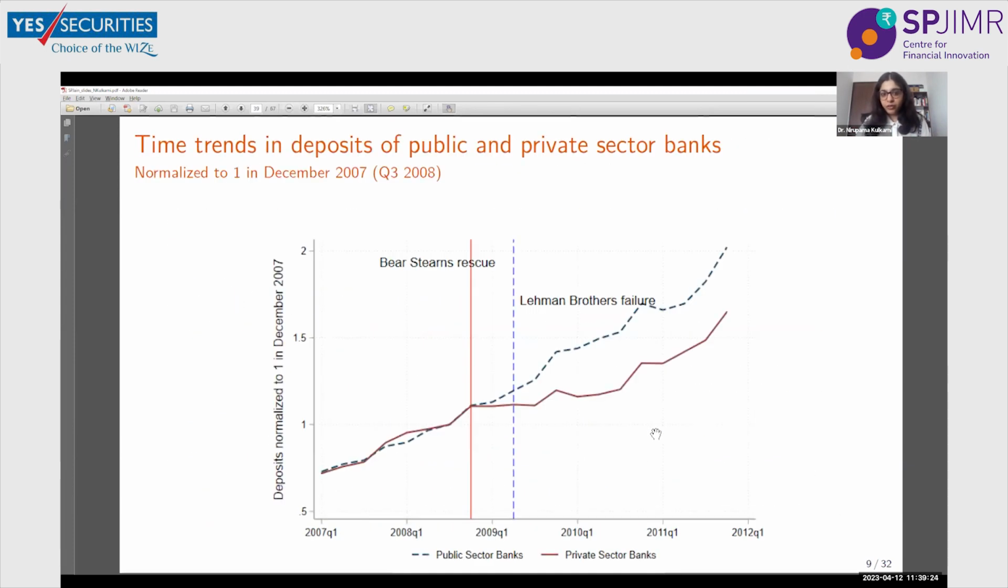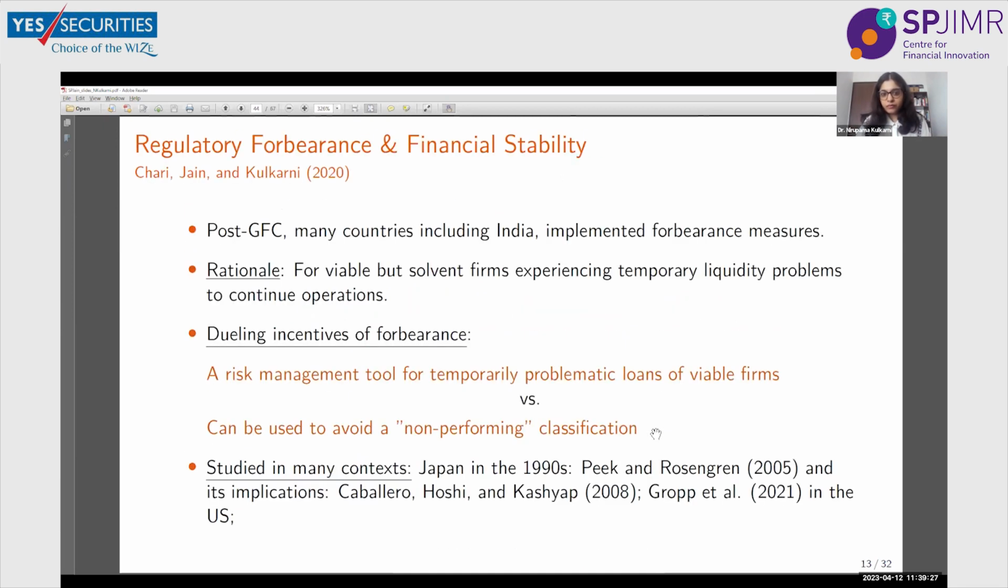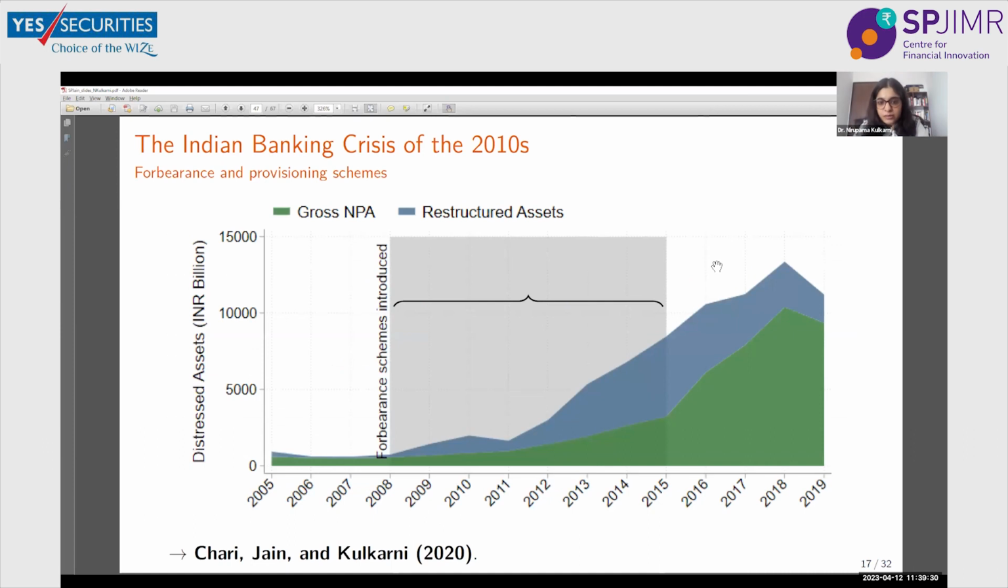But if you look at what was happening during that time, after the global financial crisis, India introduced these forbearance schemes, which essentially allowed the banks to treat restructured assets as if they were standard assets. So you didn't see the non-performing assets blow up, but you saw a lot of loans being restructured. This is very similar to what we saw in the previous slide. NPA itself you might not see much, but when you look at all these other restructured assets, where we are pretending they are not non-performing loans, you see the buildup.